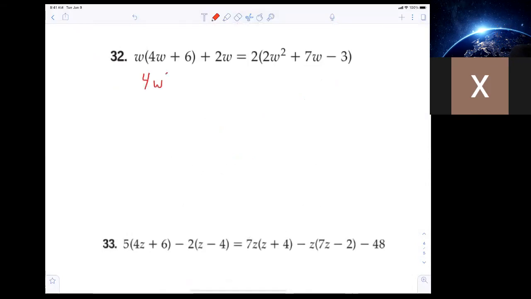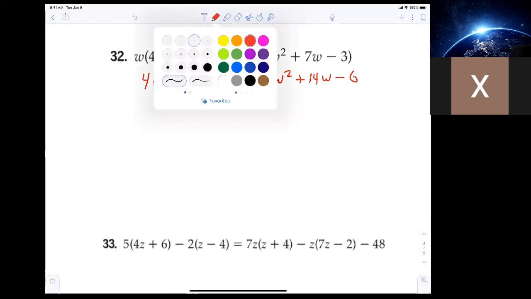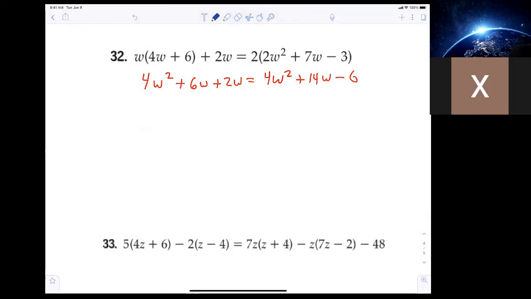Okay. So 4W squared plus 6W plus 2W equals 4W squared plus 14W minus 6. Good. And then what can I do with 4W squareds? Cancel them. Good. Now remember, I'm going to keep the variable positive, so this time I'm going to move the 6 to the right side. So what does that make? You can combine 6W and 2W. Oh, I didn't even see that. Thank you very much. Good job. 6W and 2W makes what? 8W. Yeah, so now I would not do that. 8W equals 14W minus 6.